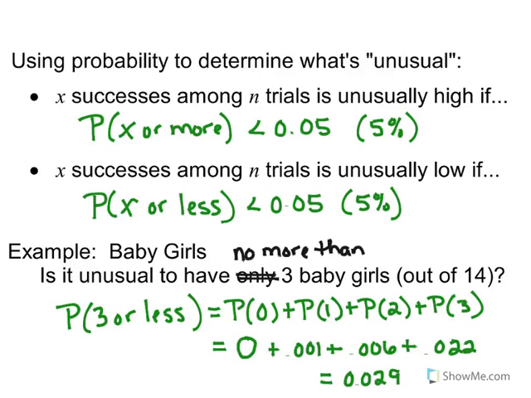So there's only a 2.9% chance that out of these 14 babies that they randomly selected from a hospital nursery, 3 or fewer of them would be girls. So it would be unusually low to have 3 girls in that group. Okay? All right.